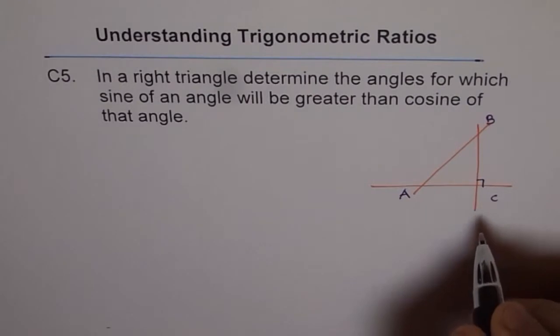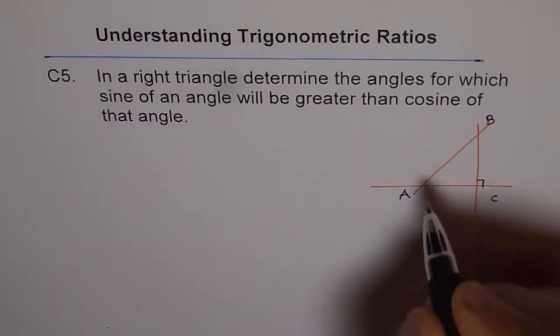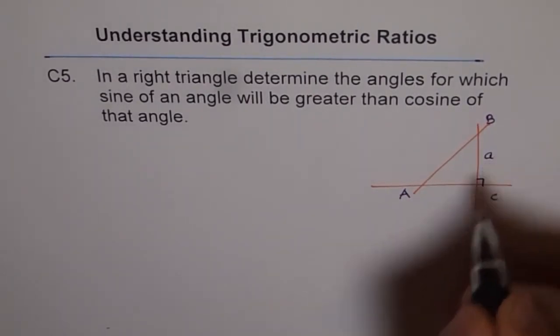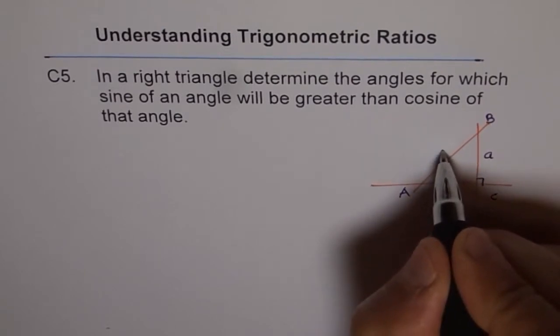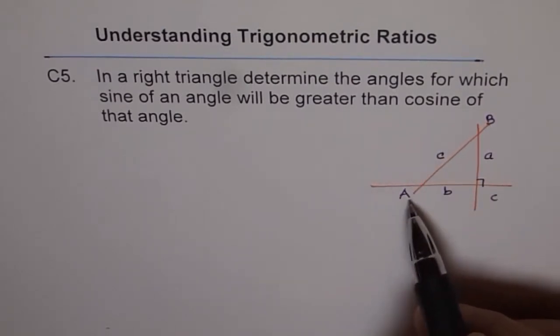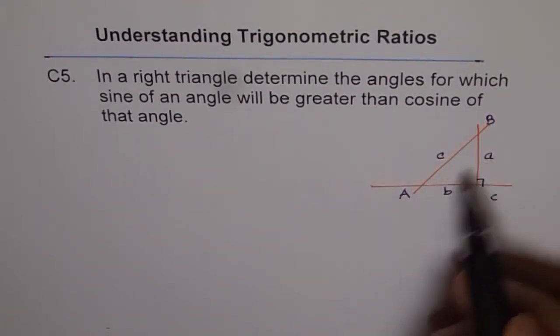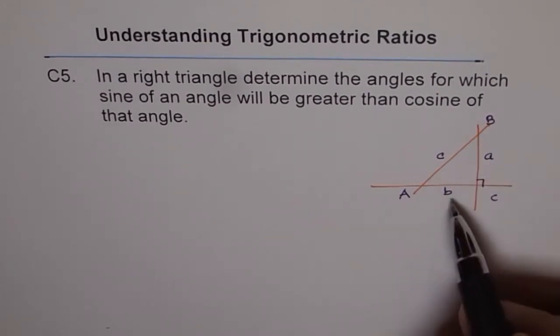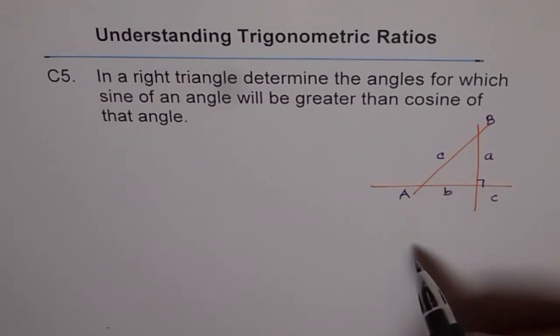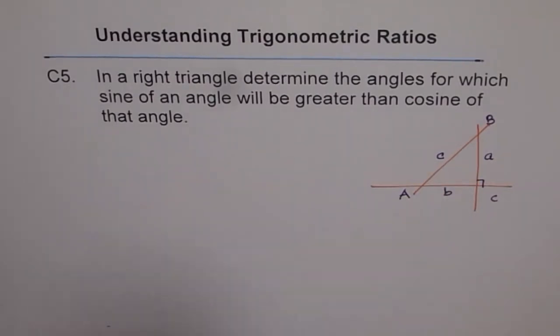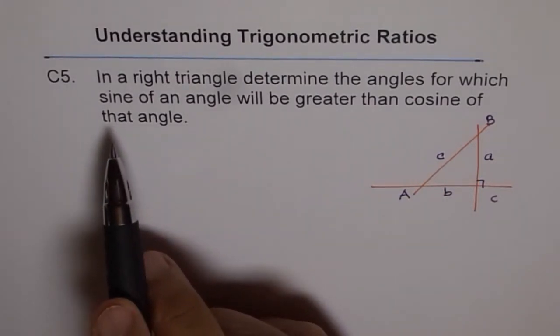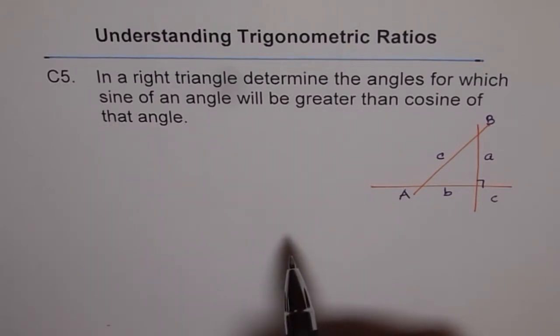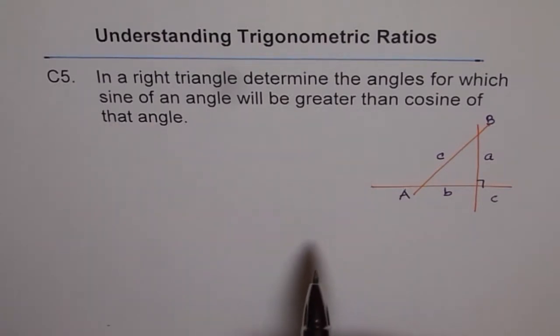Now, let's consider angle A. So, this side is a for us, this side is b for us, this side is c. Side opposite to the vertex gets that name of the vertex, right? So, opposite to A, small a, opposite to B, small b, and then c for C. Now, the question is we need to compare what is sine and cosine, and when is sine greater than cosine.